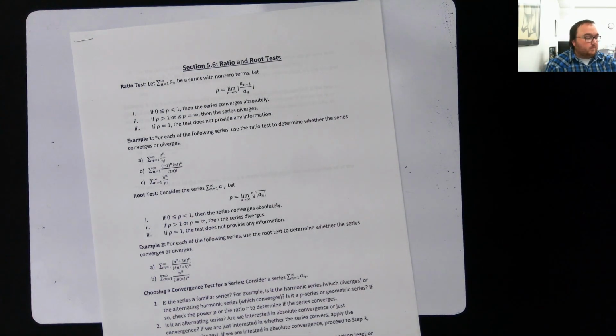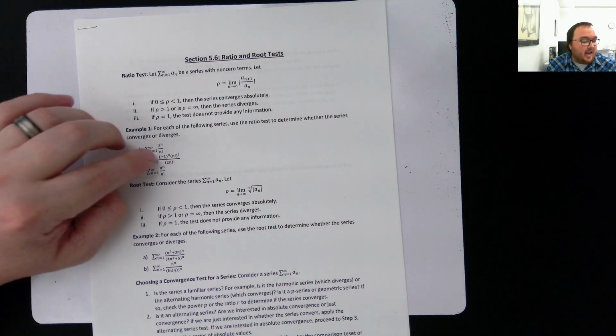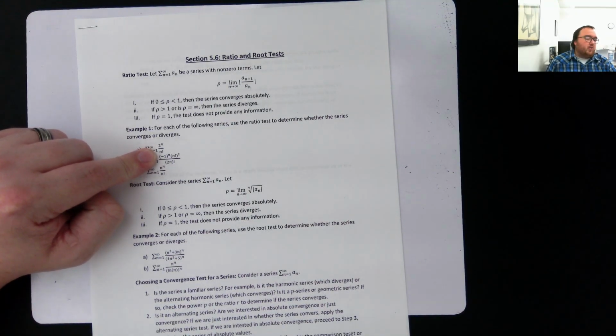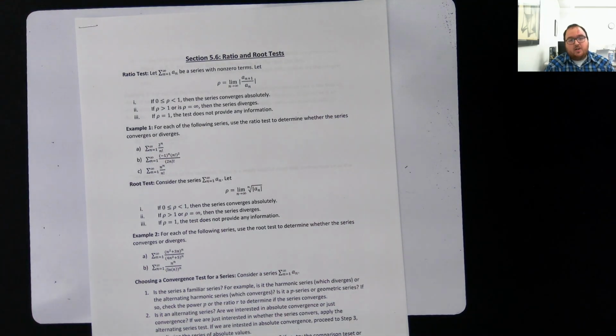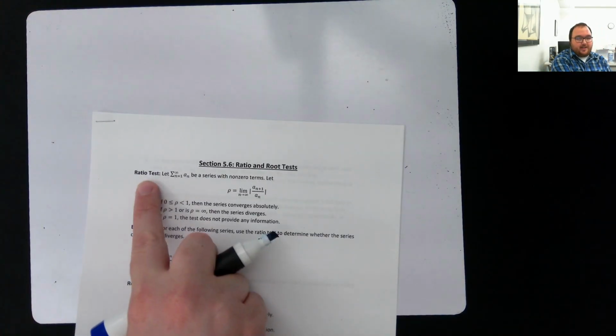For each of the following, use the ratio test to determine whether it converges or diverges. The ratio test is going to help us a lot if there's some weird terms in there that I normally wouldn't know what to do with. Like on A, that factorial there, that's really weird. So I'm going to use this test to do something else, okay? So if I see weird stuff, use that test.